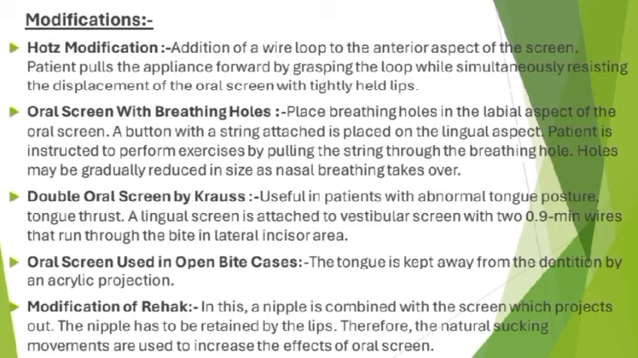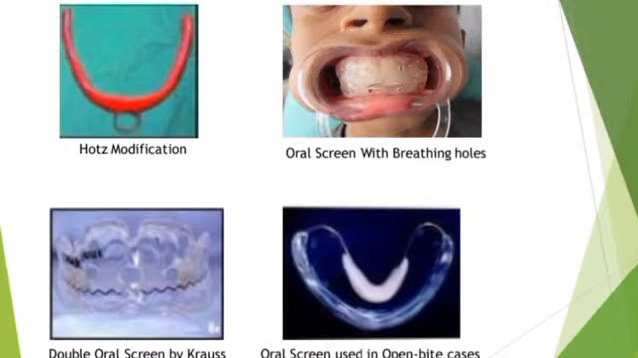Fifth, modification by Rehak. In this, a nipple is combined with the screen which projects out. The nipple has to be retained by the lips. Therefore, the natural sucking movements are used to increase the effect of the oral screen.